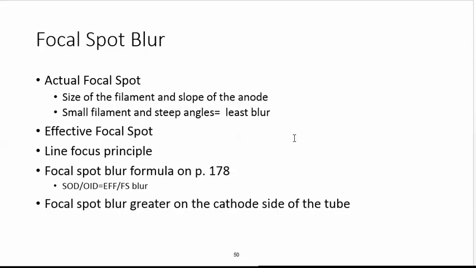So I'm going to stop there, and we'll do one more on focal spot blur maybe tomorrow.